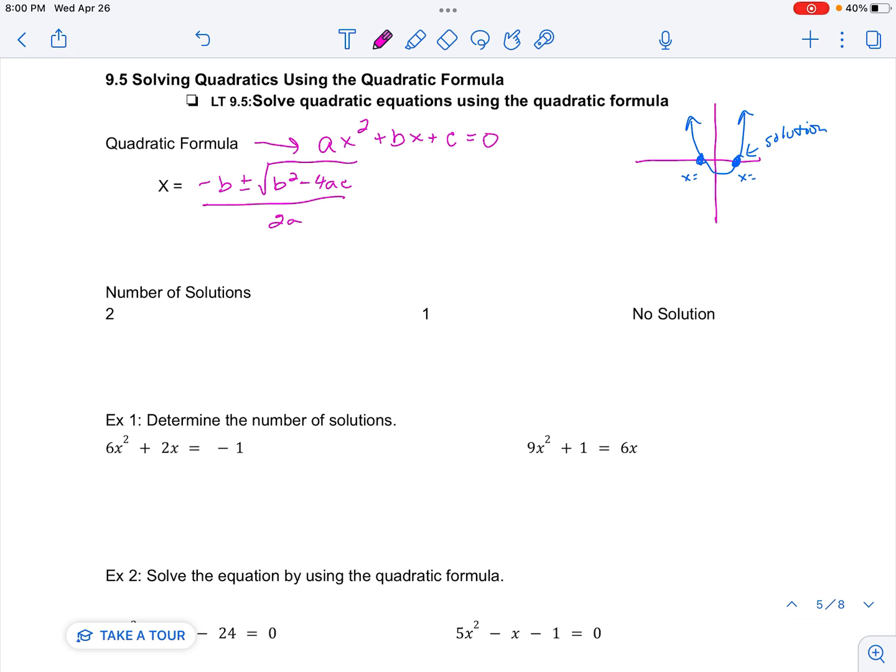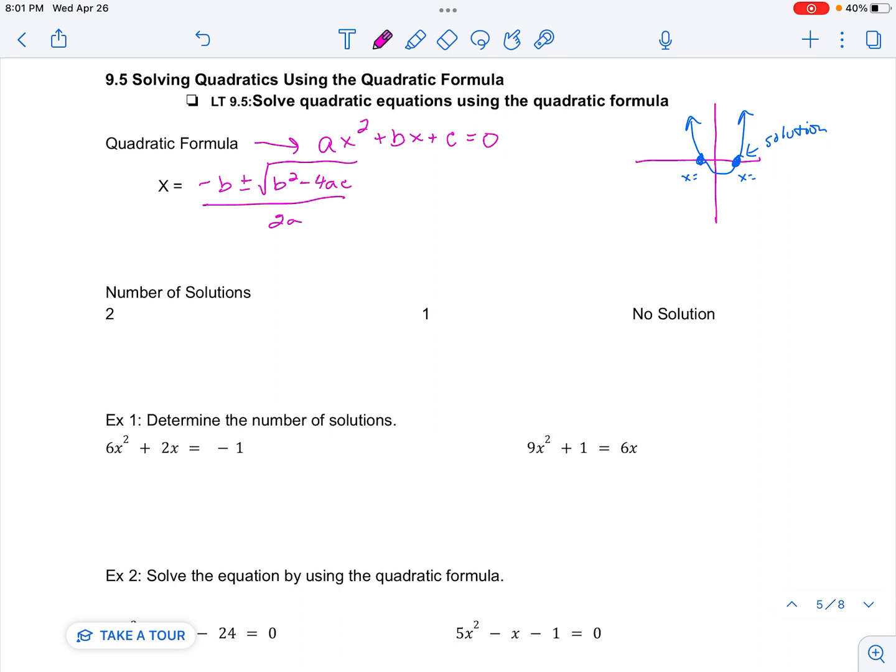ACTs, state assessments. It will be used in geometry, algebra 2, and pre-calc. It's one of those formulas that just keeps coming back. So it is better off that you memorize it now because it's only going to make it easier for you in the future.